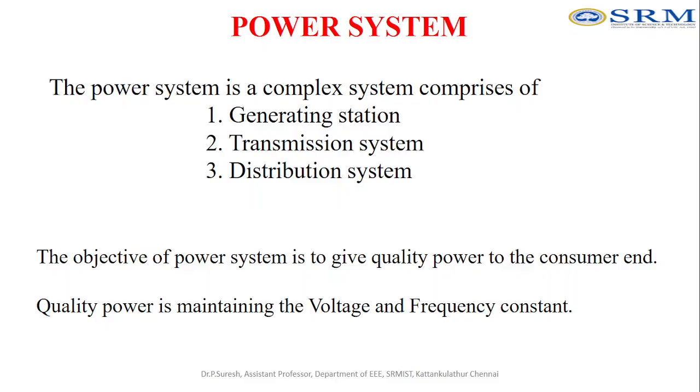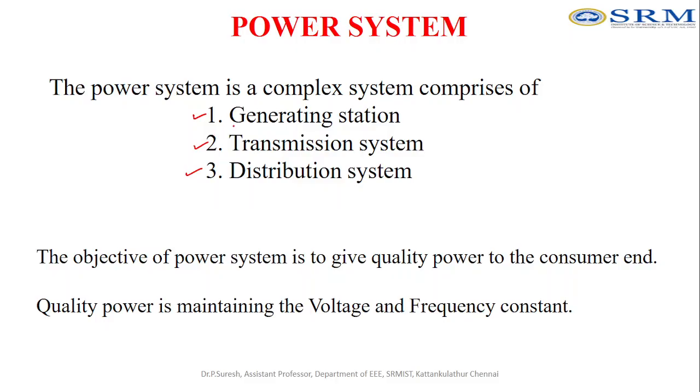So how is the electrical power generated, and what are the components used for generation of electrical power? It starts with the power system. So what is a power system? The power system is a complex system comprising a generating station, transmission system, and then distribution system.